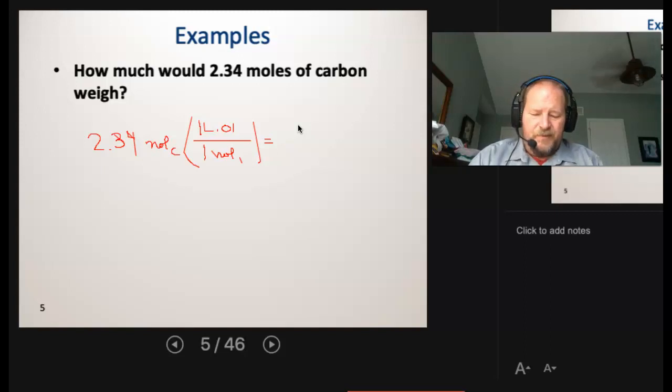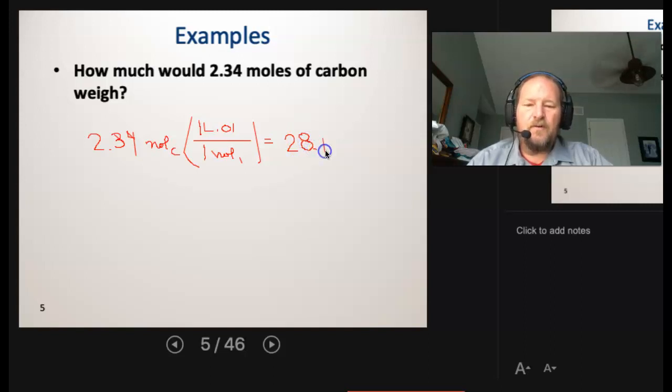So we're going to take 2.34 times 12.01, and that should weigh, with 3 sig figs, 28.1 grams.